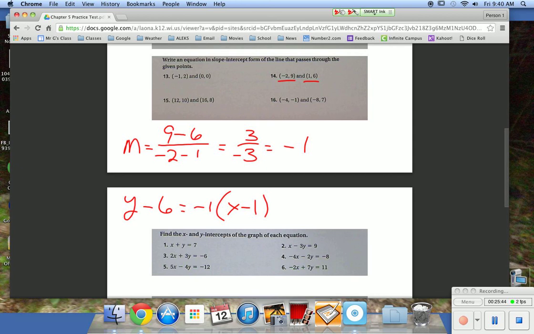So this would be, they don't cross out there because we have to multiply them. So it'd be y minus 6 equals negative x plus 1. When I carry my negative 1 through, I distribute it through the parentheses. And then I'm going to add 6 to both sides. y equals negative x plus 7. That would be my final answer.